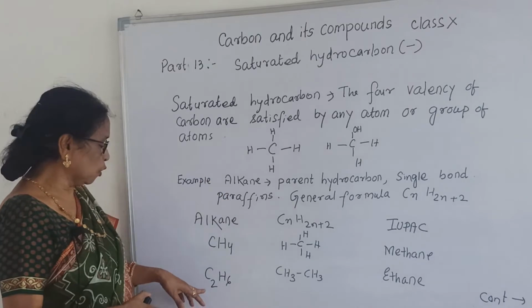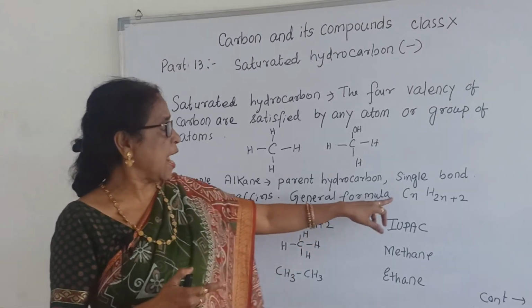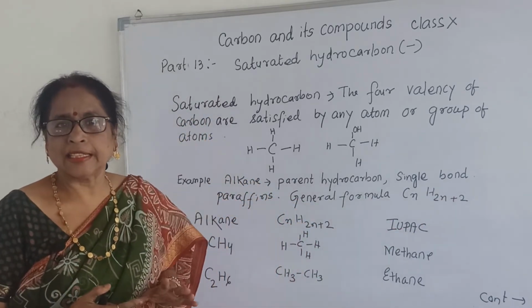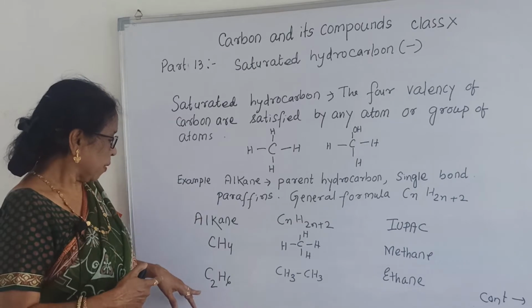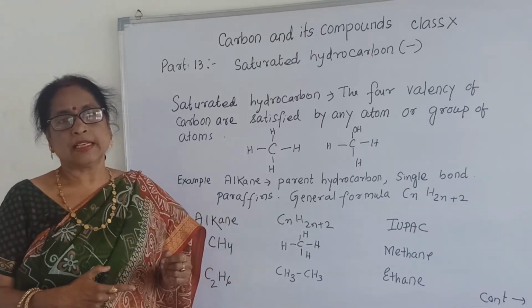Then we will proceed to N equal to 3. If N equal to 3, count here: 3 into 2 is 6, plus 2. What is the formula? C3H8. That is propane.